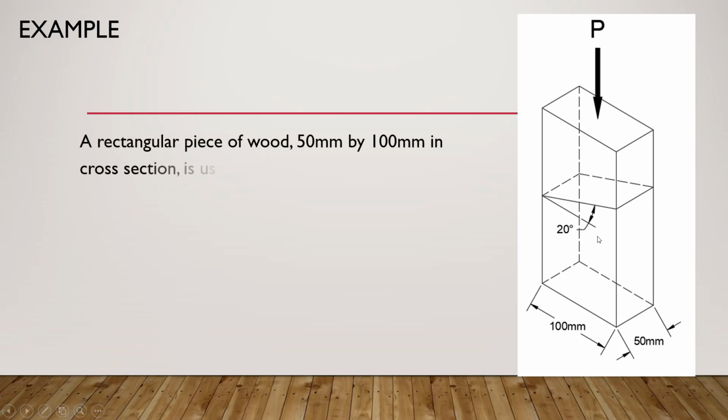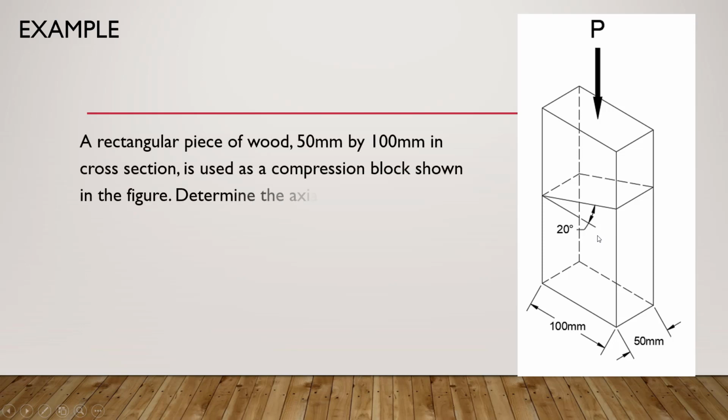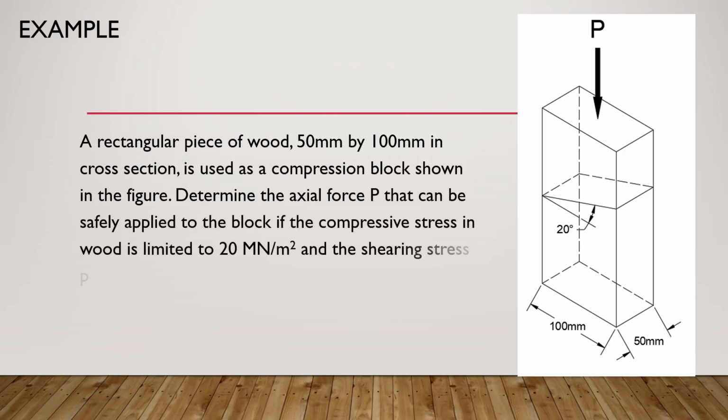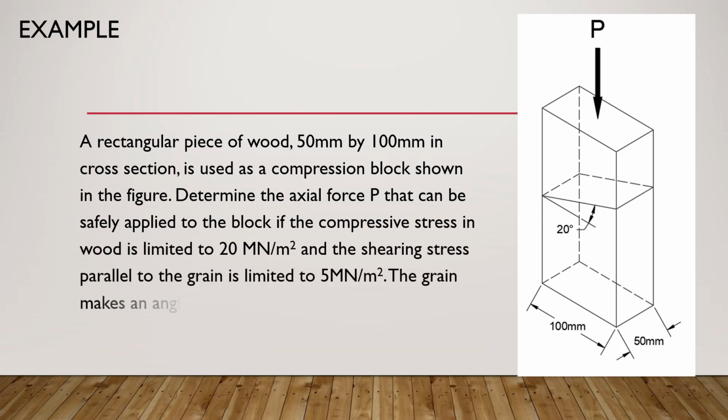A rectangular piece of wood 50 millimeters by 100 millimeters in cross-section is used as a compression block shown in the figure. Determine the axial force P that can be safely applied to the block if the compressive stress in wood is limited to 20 megapascal and the shearing stress parallel to the grain is limited to 5 megapascal. The grain makes an angle of 20 degrees with the horizontal as shown. So the grain is represented by this plane, and the force P here.